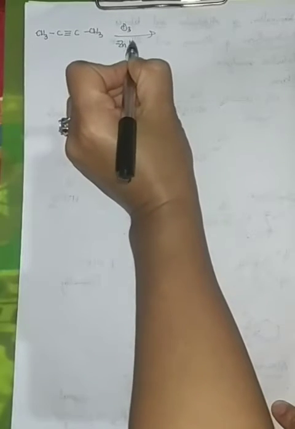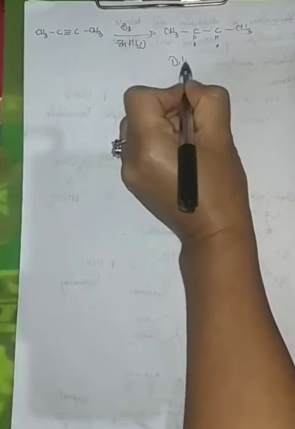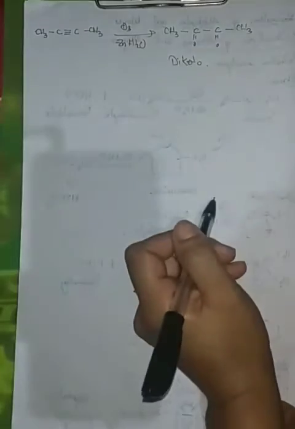Now let's check one more example. Another example: if we take CH3 C triple bond C CH3, and it goes with O3, Zn plus H2O, we would be getting CH3 C, one bond would remain as it is, and then add double bond O, and here a diketo group is formed in this process.